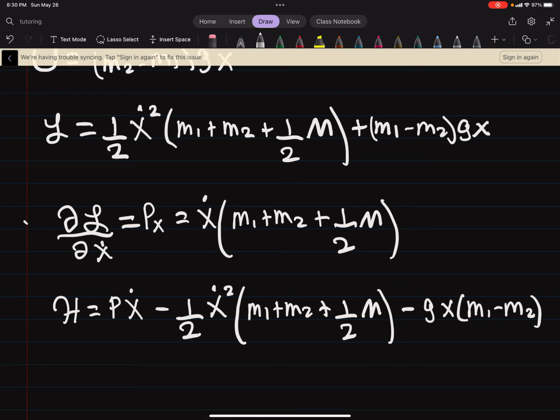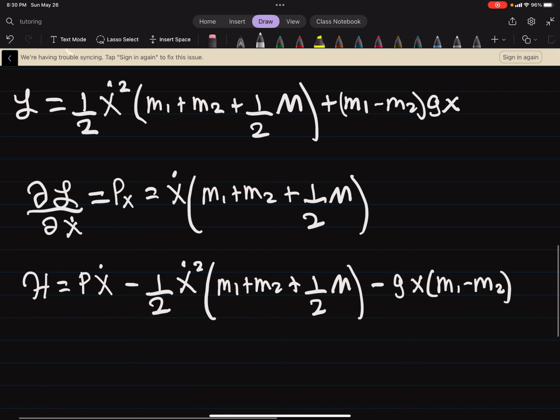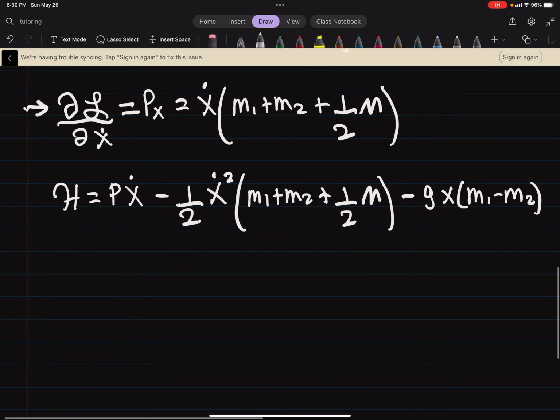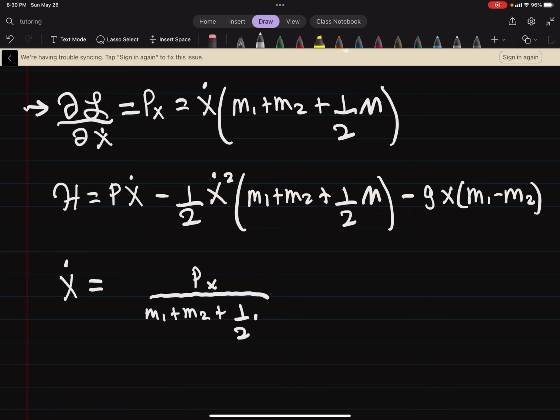Now what we can do is write our x dot in terms of our momentum from this equation right here. Okay, so we could also say that x dot is equal to px over m1 plus m2 plus 1/2 capital M. And we can square it and plug it into here. Okay, and then what do we get?